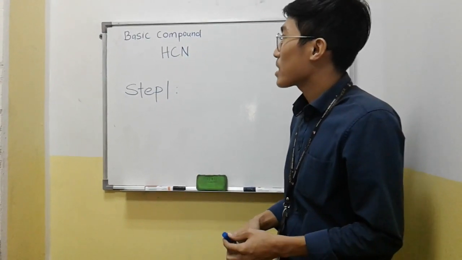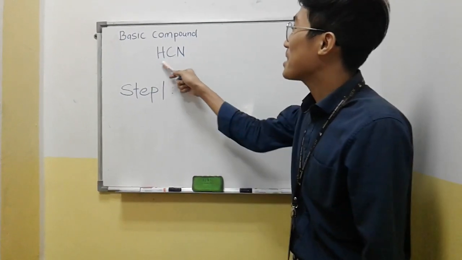Daniel, can you draw the Lewis structure of hydrogen cyanide in front and explain it to us? Okay. Come on. Okay. Then, on how to draw a Lewis structure for a basic compound, which is hydrogen cyanide.